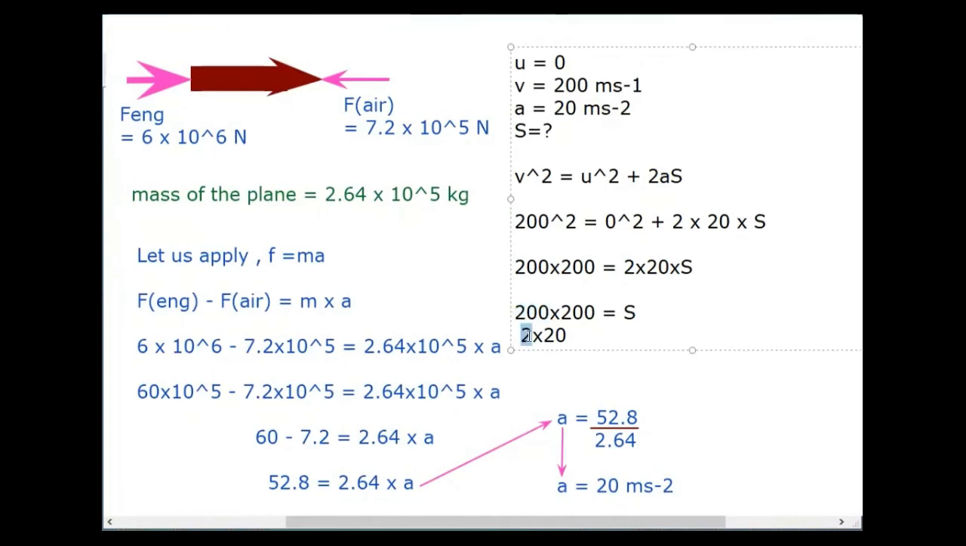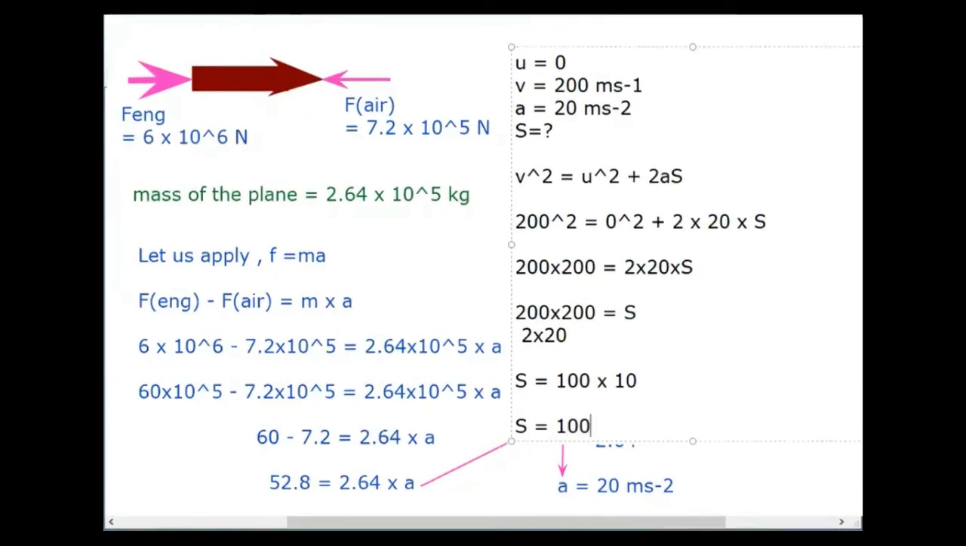What is 200 divided by 2? 100. Very good. Then what is 200 divided by 20? The 0s cancel out, 20 divided by 2, that is 10. Am I right? Yes, sir. Therefore, s is 1000 meters. Or if you want, you can write 1000 meters, which means 1 kilometer.